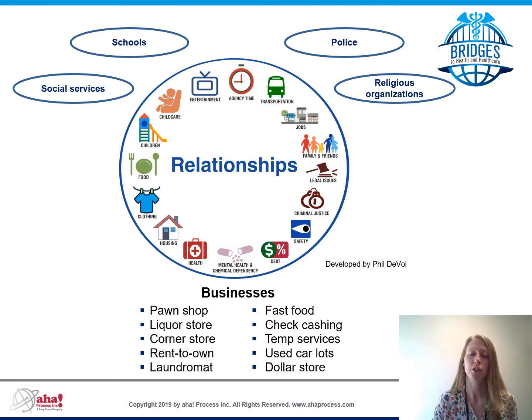The smaller circles on top represent the type of community institutions people in poverty may interact with regularly. And on the bottom, you see examples of businesses. So if you think of a pocket of poverty in your community, you will often see certain organizations, services, and businesses. Are these present in your community?